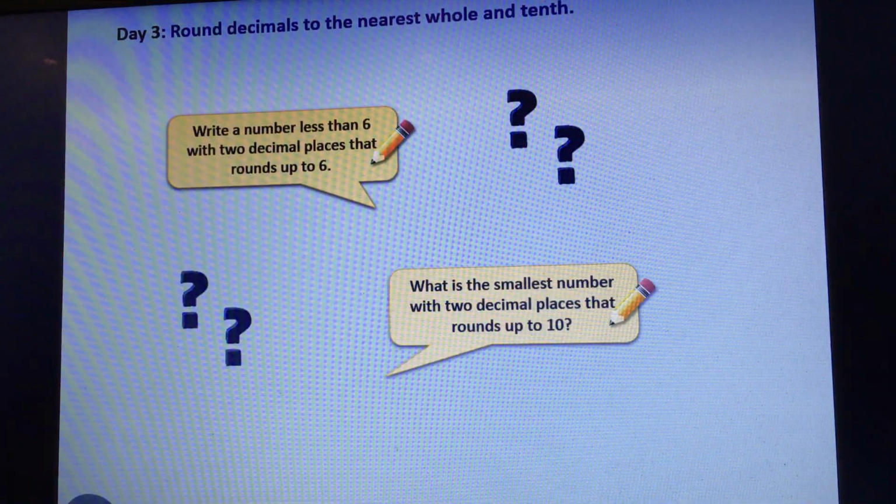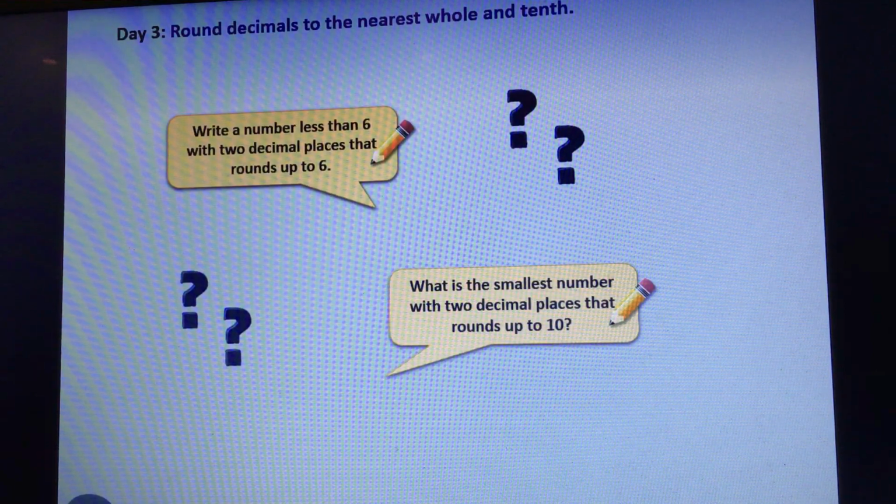Okay, couple of stinkers. Write a number less than 6, easy, with 2 decimal places that rounds up to 6. Ooh, have a go. Then try this one. What is the smallest number with 2 decimal places that rounds up to 10? Now, I'd like you to check the first answer with somebody at home if possible.